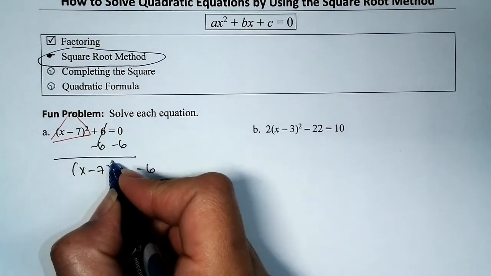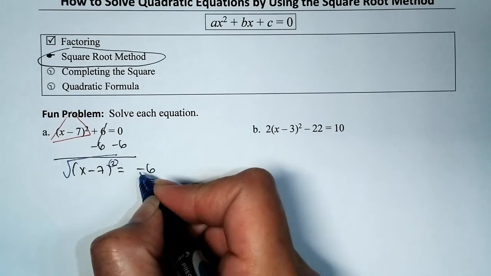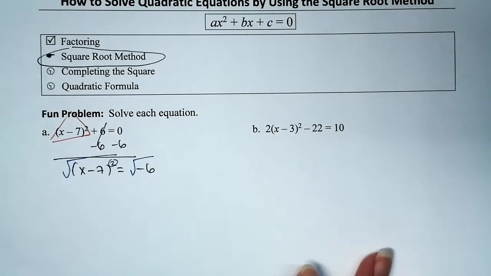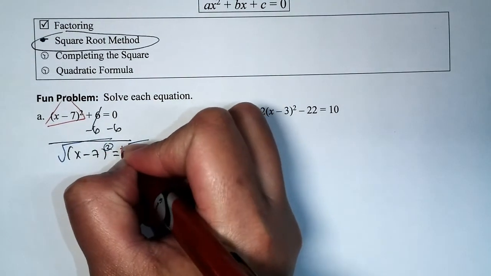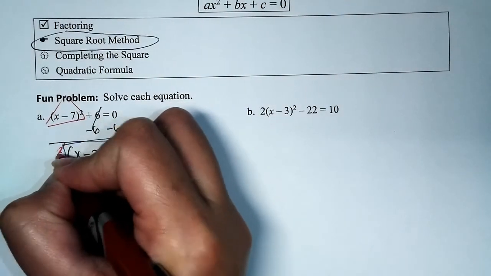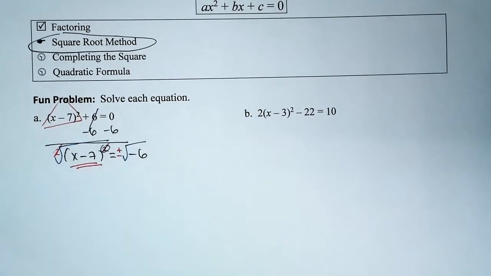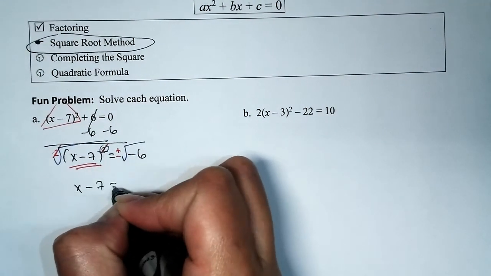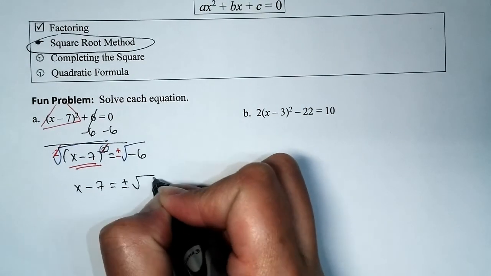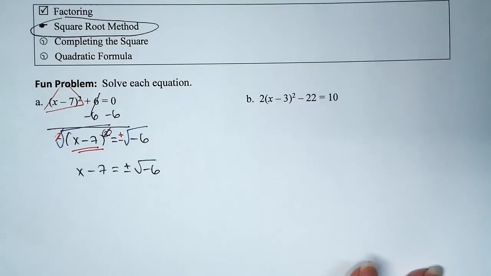Let's go ahead and get rid of the square. To get rid of the square, we're going to take the square root, because the square and the square root are inverse operations. Let's insert our plus or minus. So the square and the square root undo each other, so that will leave us with x minus 7 is equal to positive or negative, whatever the square root of negative 6 simplifies to.